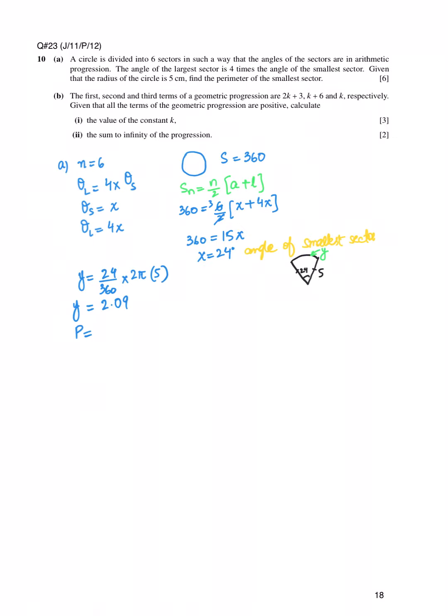Now the perimeter is radius plus arc length, which is equal to 12.09, or rounded off to 12.1 centimeters. That is your first part answer.